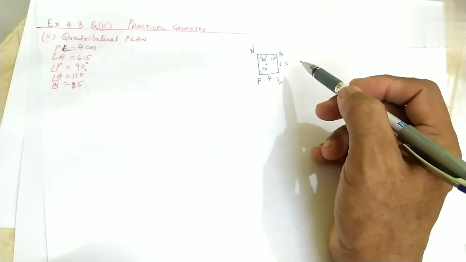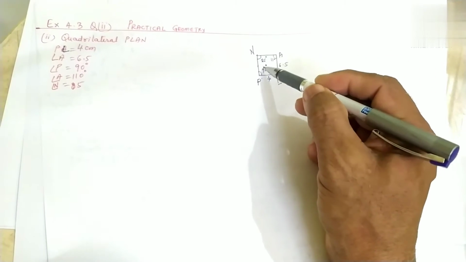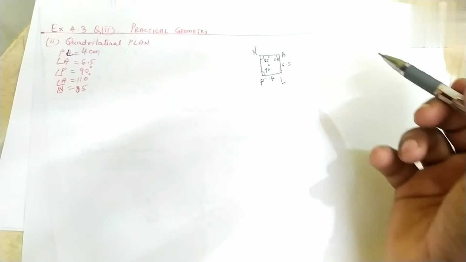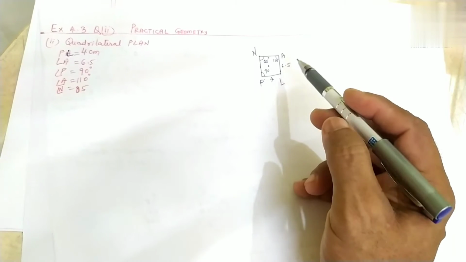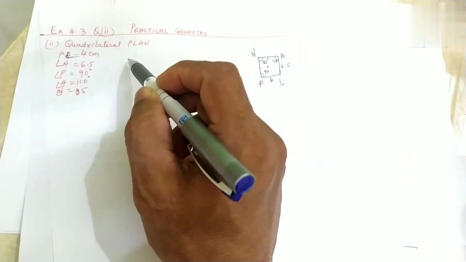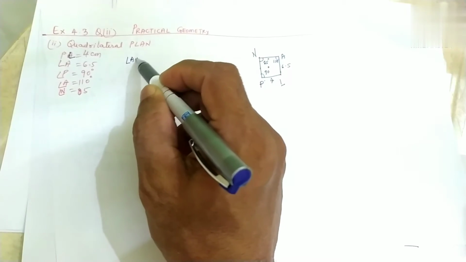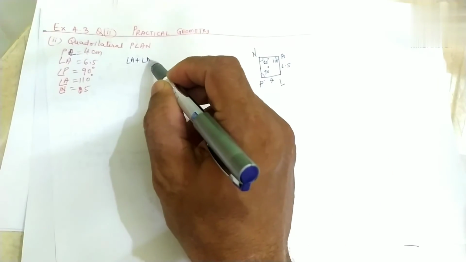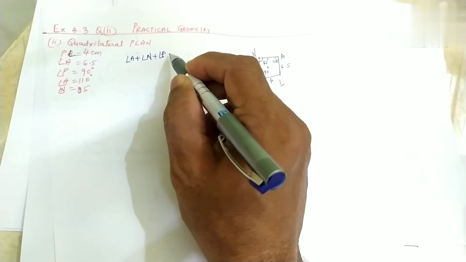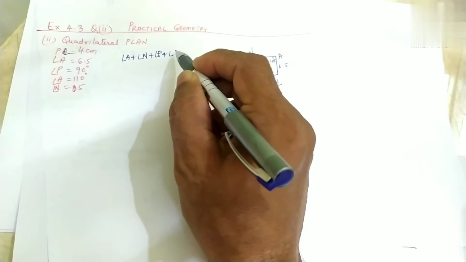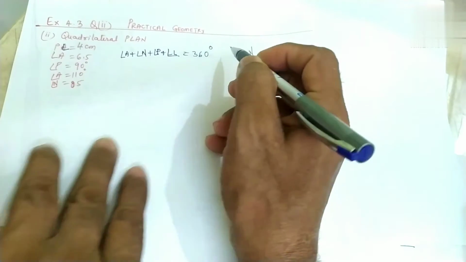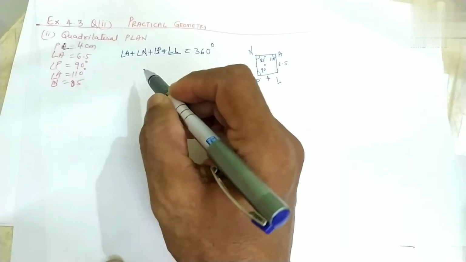How will we find out? We'll add all the three, and we know that the sum of all four angles is 360 degrees. So we'll subtract from that. So angle A plus angle N plus angle P plus angle L is 360 degrees. So we'll substitute these values.